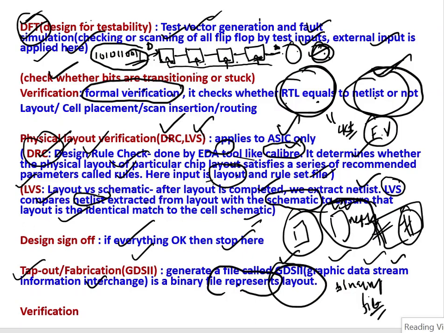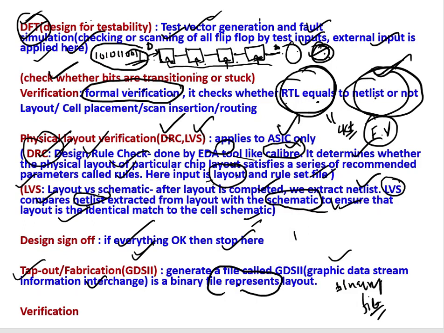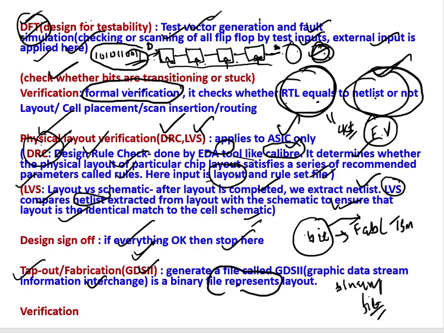Okay, so let me tell you one thing here. What exactly is this GDS2? What is the use of this GDS2? See, here we design our layout, right? Then we get this GDS2 file, the bit file. This GDS2 file is sent to the fabrication lab, let's say TSMC. Then TSMC, with the help of this bit file, will design the mask.